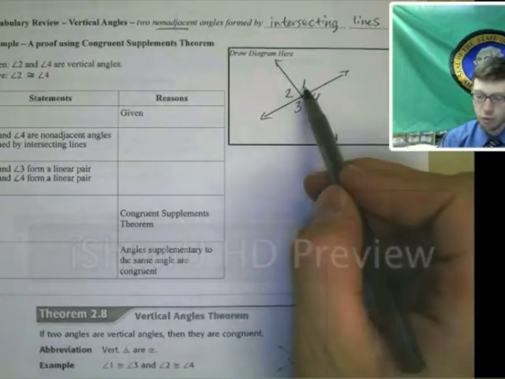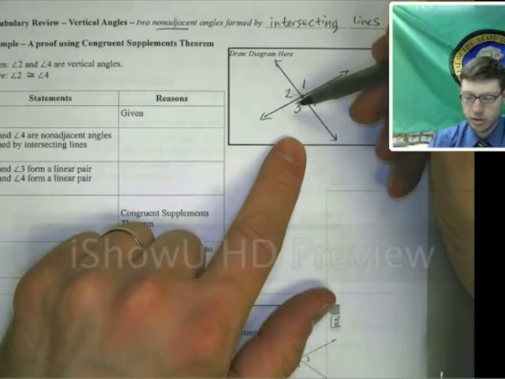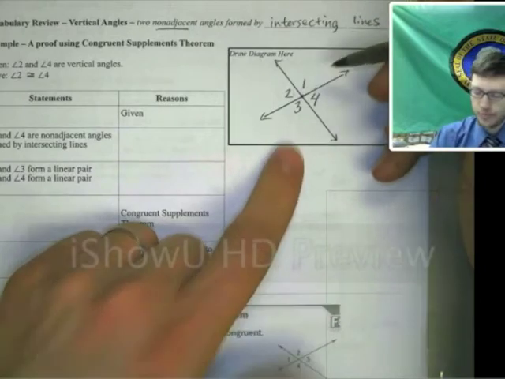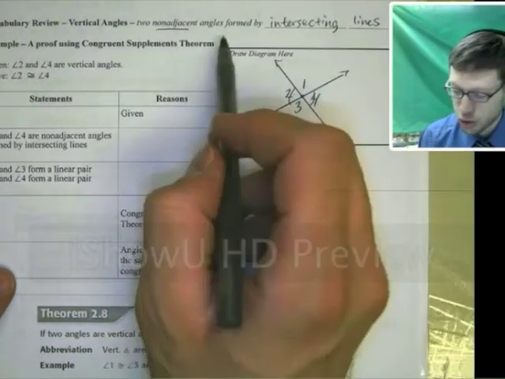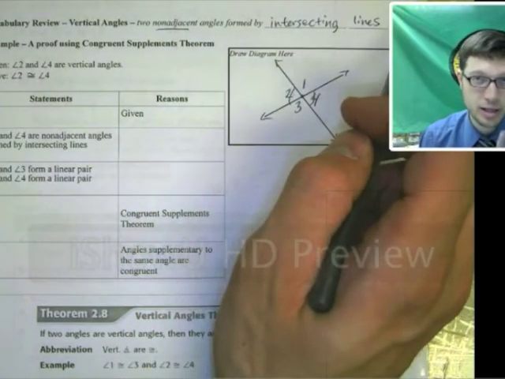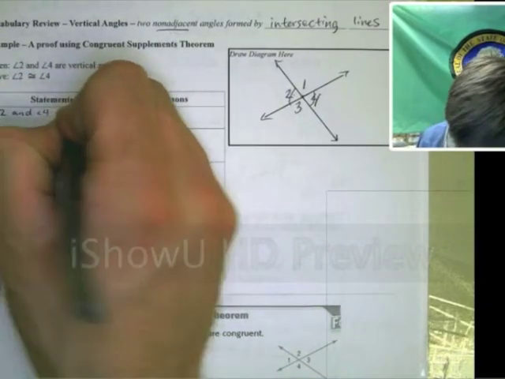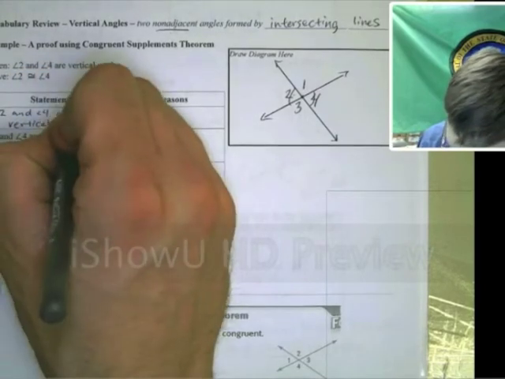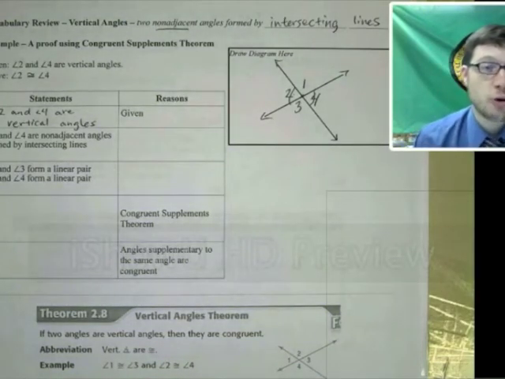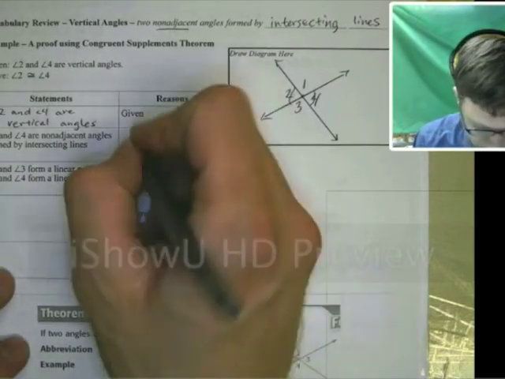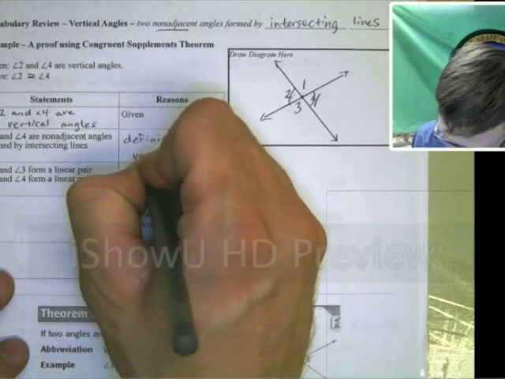Congruent supplements means if they are congruent or supplementary to an angle, then another angle that is supplementary to this angle is going to equal the one across from it. All right, given angle 2 and angle 4 are vertical angles. Vertical angles are two non-adjacent angles formed by intersecting lines. Given that fact, what do we get to say? Angle 2 and angle 4 are non-adjacent angles. Okay, this is by the definition of vertical angles.